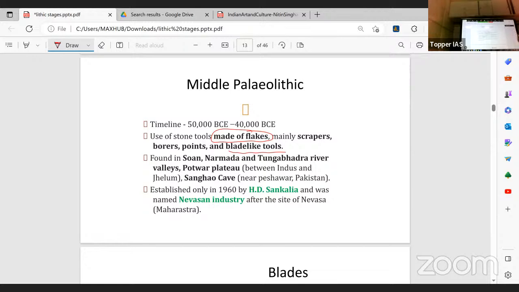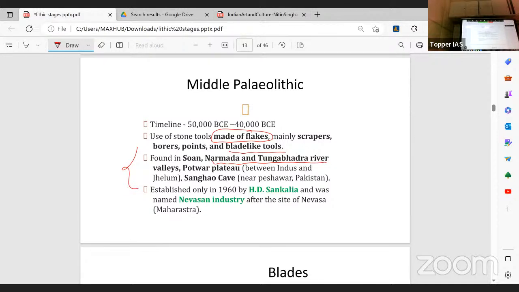Also the geographical area started moving further south. Earlier it was Sohan, now Narmada and Tungabhadra river valleys, and the Potwar plateau, between the Indus and Jhelum, and the Sanghao cave near Peshawar, Pakistan.